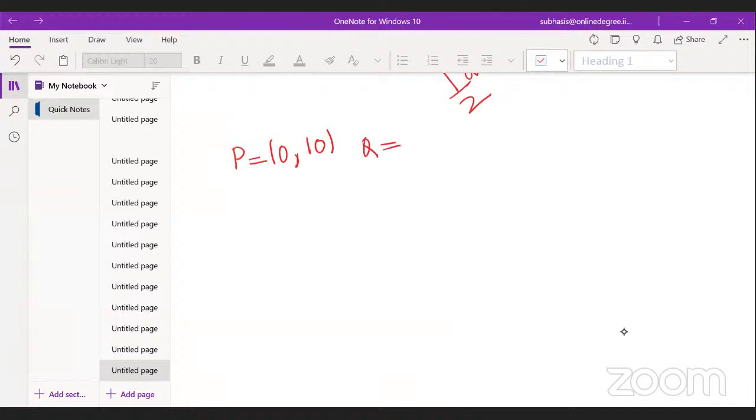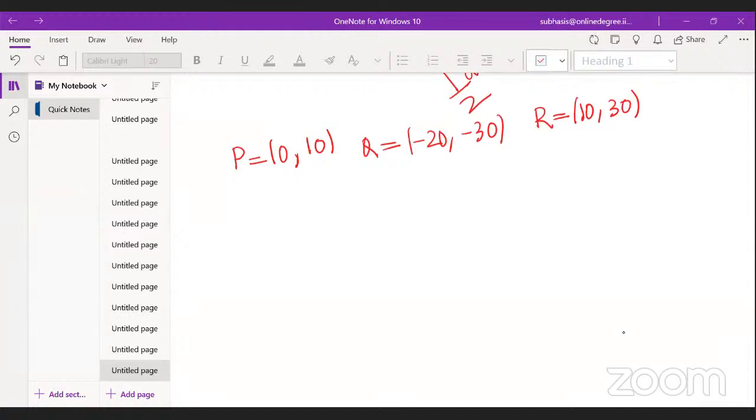Hello, am I audible, sir? Yes, you are audible. So you have 3 points. If these 3 points lie in a straight line, then certainly they cannot form a triangle. So basically you need to check whether these 3 points lie in a straight line or not, right?